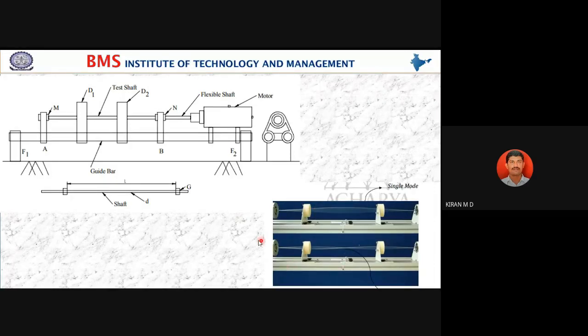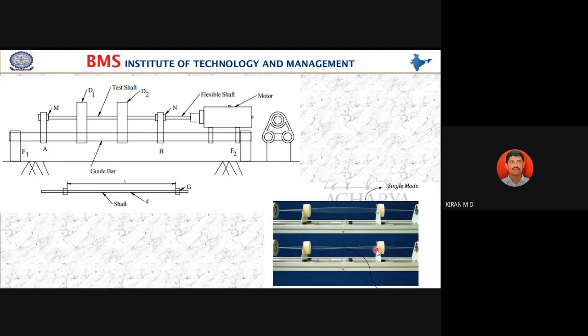Further, if you increase the speed, the shaft will go to mode 2 vibration. It will occur like this, creating a waveform. Whatever shape you got in mode 1, the same shape you are going to get in two positions, here and here. This we are going to call mode 2.